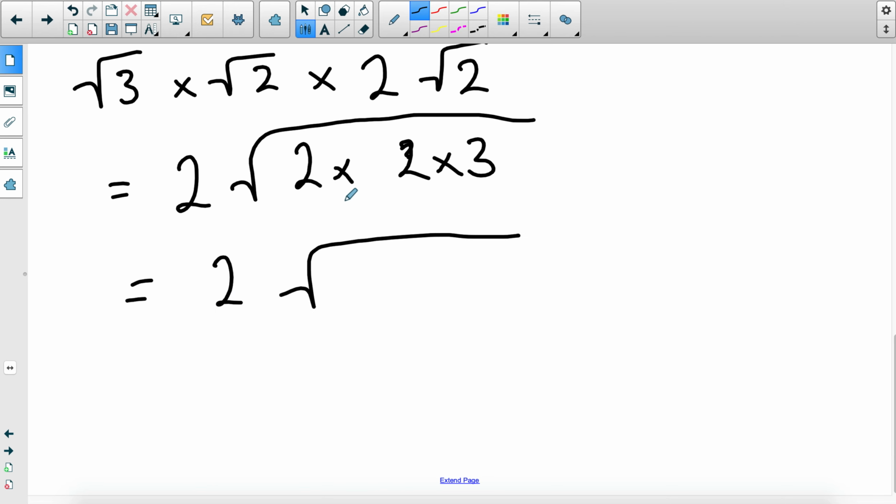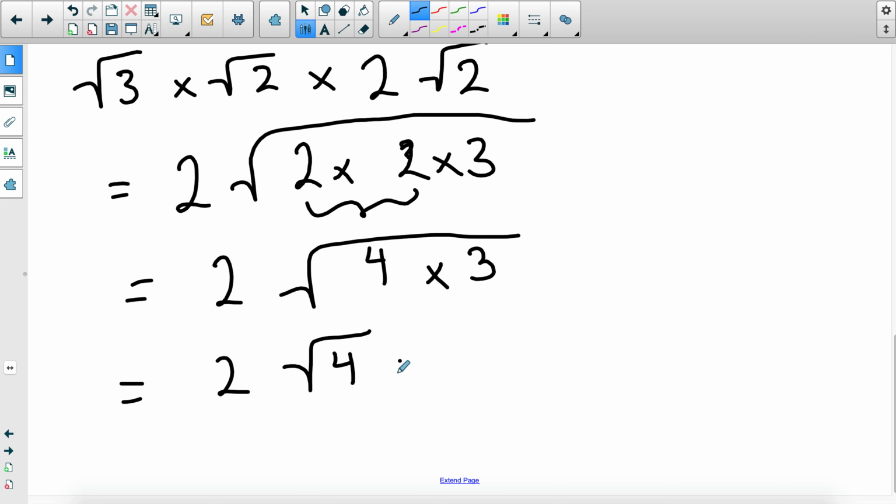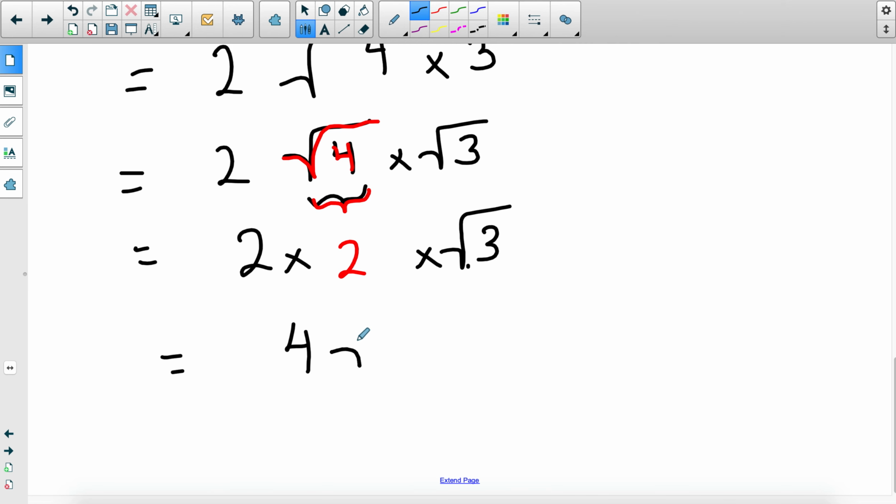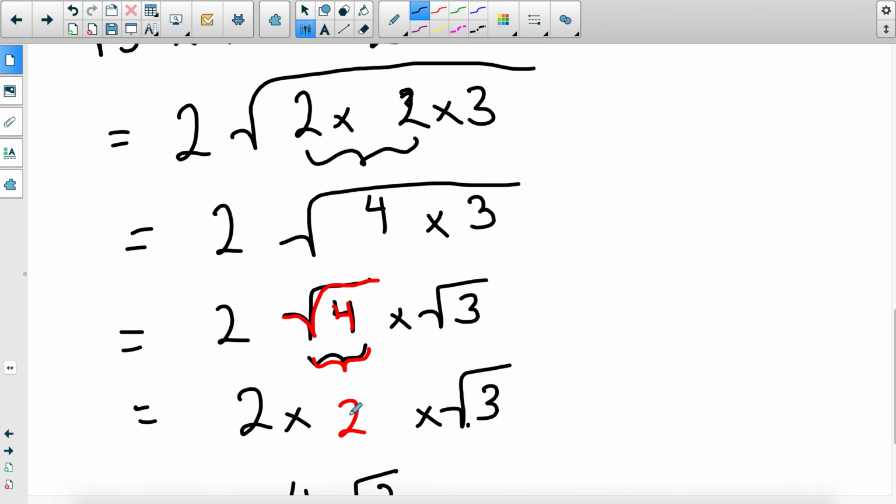So in this case, this will give me a 4 times a 3. Well, I don't really need to go through this because I know I can split it again to square root of 4 times square root of 3, which is 2 times square root of 3, and so this is 4 square root of 3. So I didn't really have to go through this long step.